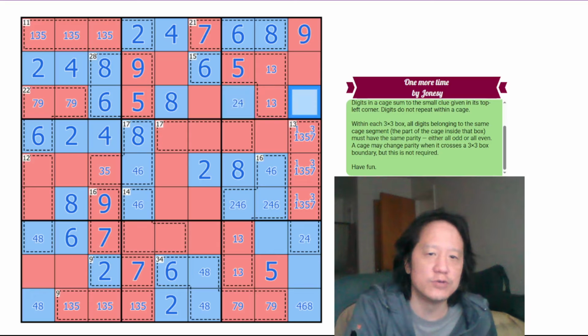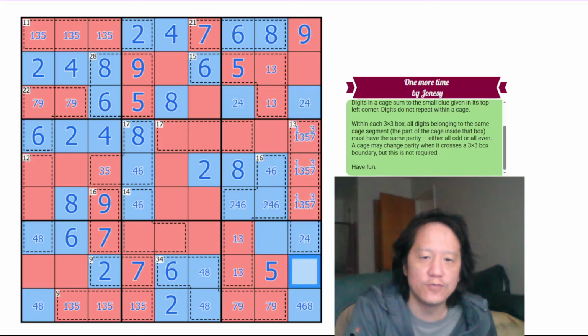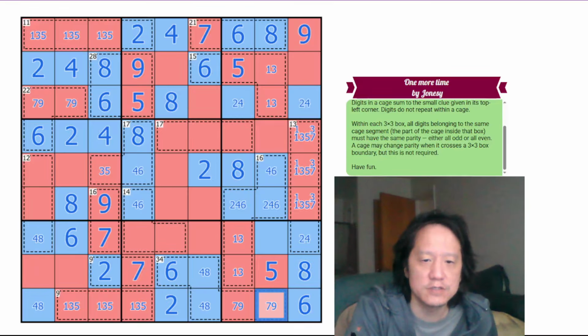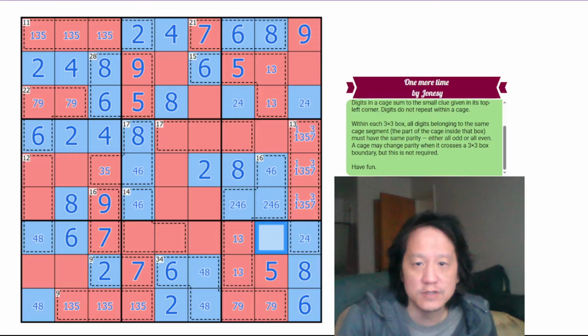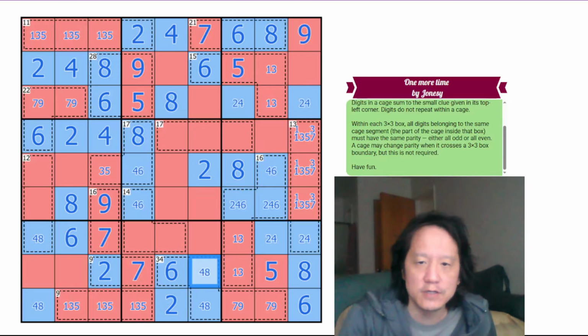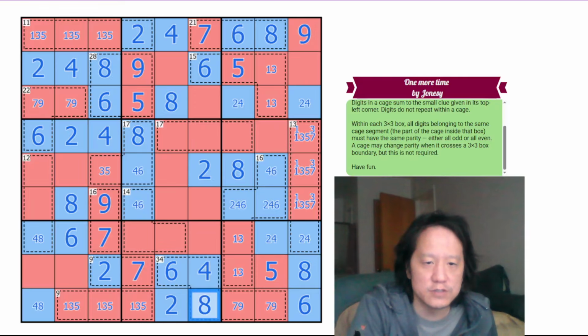Even digits remaining in row 3 are 2 and 4. We have a 2, 4 pair in column 9, which eliminates 2 and 4 in the rest of the column. This can't be 4. This can't be 2 or 4, but it also can't be 6, so this must be 8, which makes this 6. That leaves this as 2 or 4 here. This 2, 4, this 8 eliminates 8 here. So this is 4, which makes this 8, which makes this 4, which makes that 8.